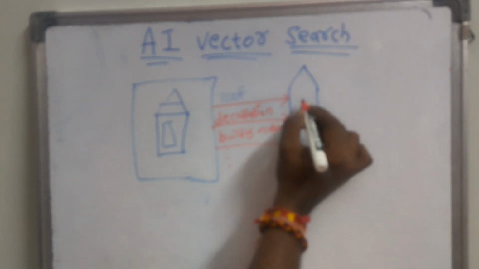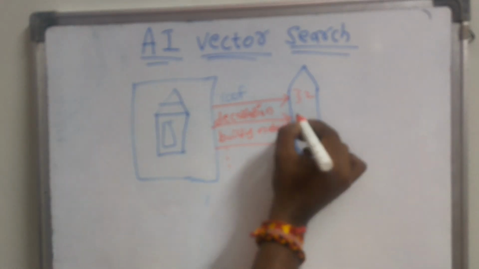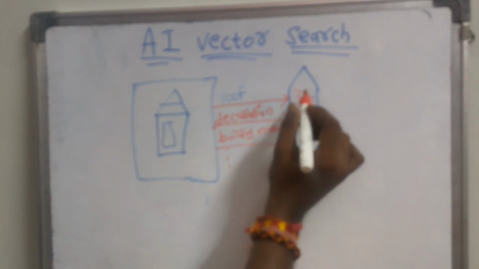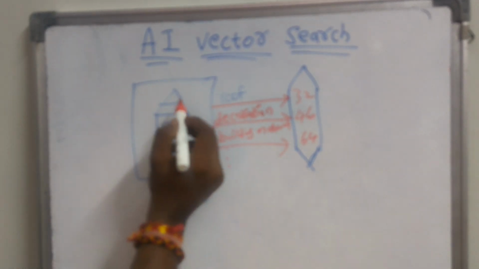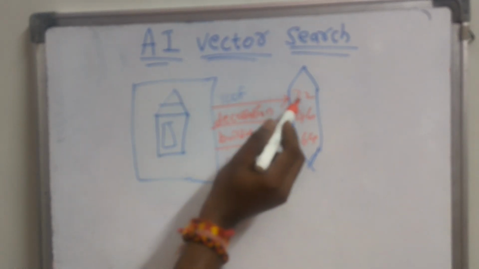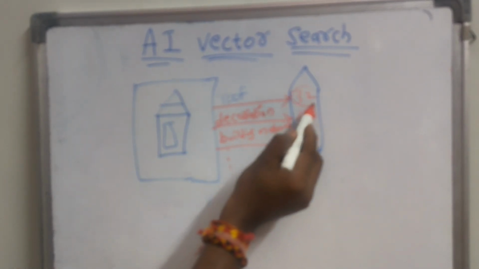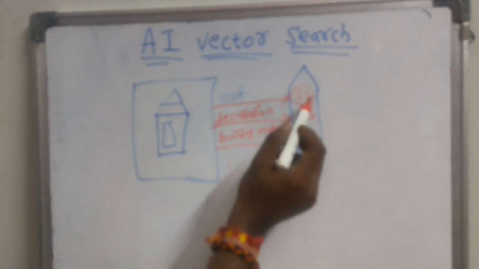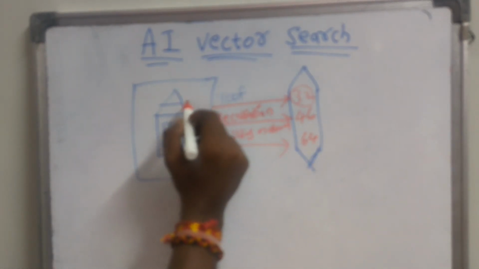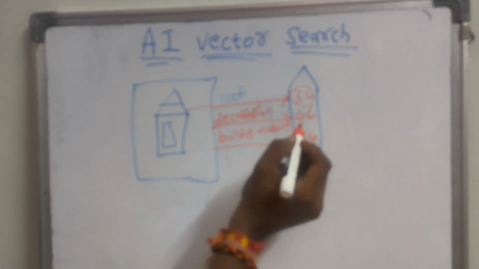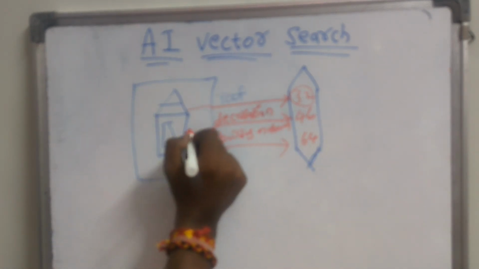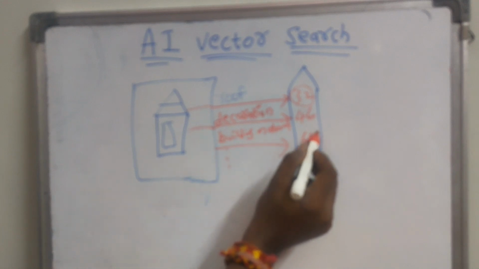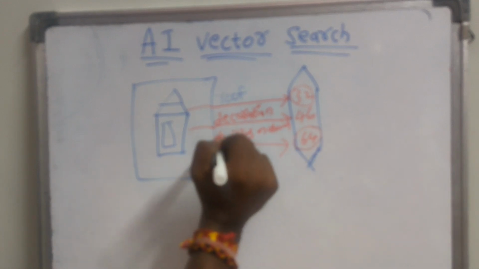Suppose the roof will be represented with 32, decoration will be represented with 46, and building material will be 64. In the same way, each and every property of this house will be converted into a numerical value. Here in the vector representation, 32 represents the type of roof, 46 represents the decoration of the house, and 64 represents the type of building material.